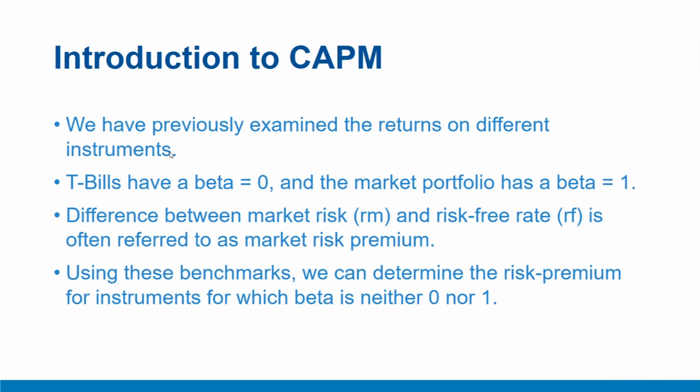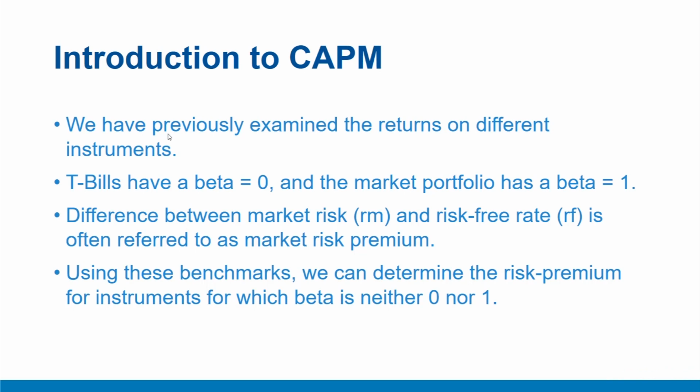We have previously examined the returns on various instruments. For example, government securities, T-bills, are often considered as least risky. These instruments are largely unaffected by large market movements. Often it is said that their risk is zero, that is, a standard deviation of 0 and beta equal to 0. Also, it is said that the market portfolio has a beta of 1.